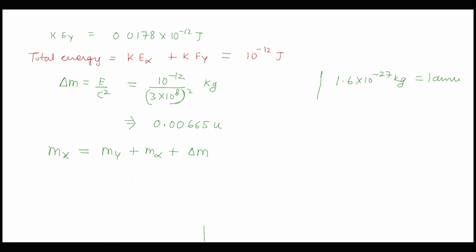So over here if we put the values, we can write it as 223.61 plus 4.002 plus 0.00665, and the value will be obtained in AMU. So we get a value of 227.62 U. So this is going to be the answer for this particular problem. Let us move to the next problem.